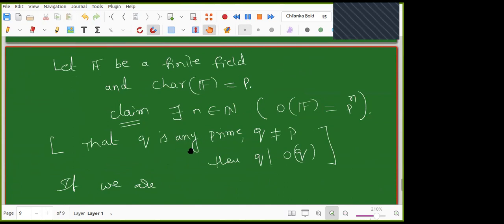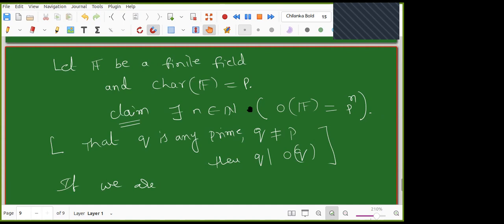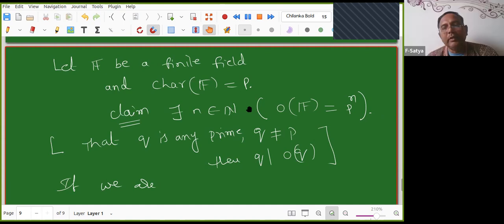I'm giving now a different proof. Why is order of F equal to P power n? P comes from the characteristic only. That n, in the previous proof, came from the basis, and field extension is there. But for those people who have not done field extensions, there is a way. Yeah, I'm giving that. Is it okay, Amir? Okay, sir. Yeah. So what do I want to say?